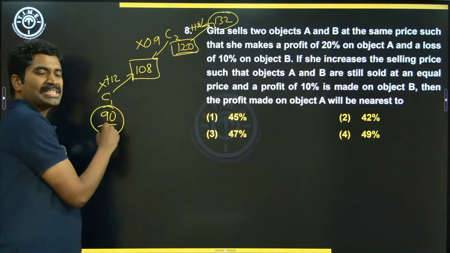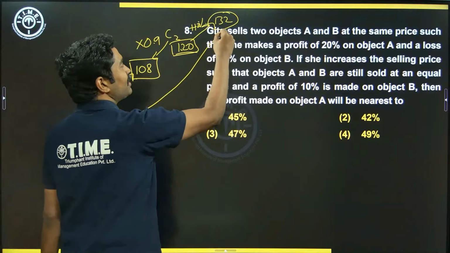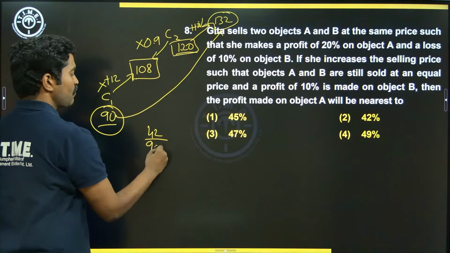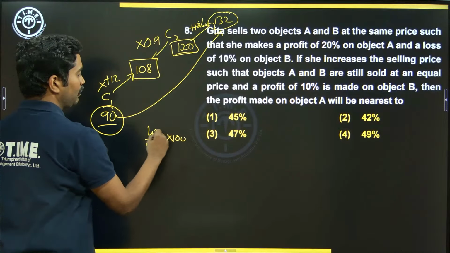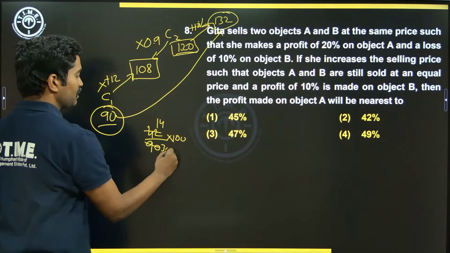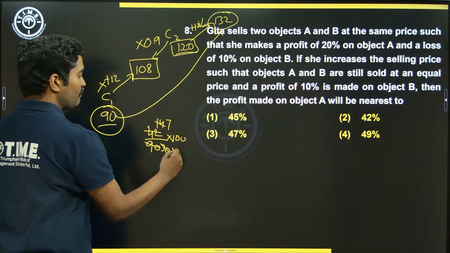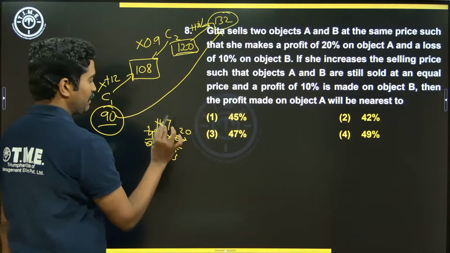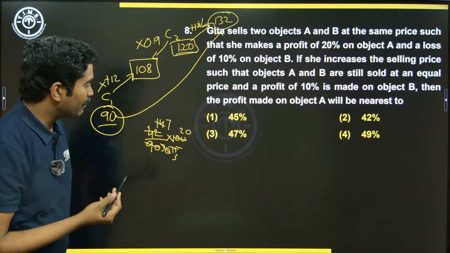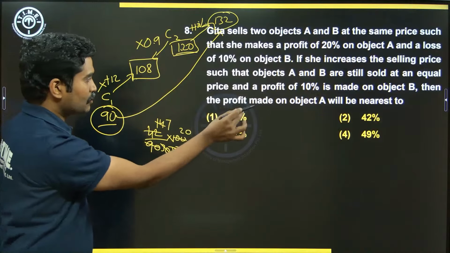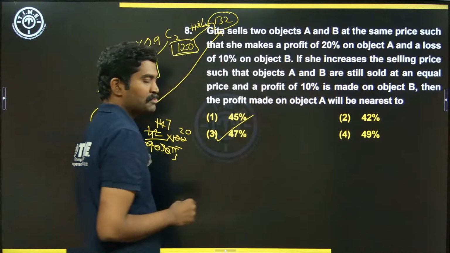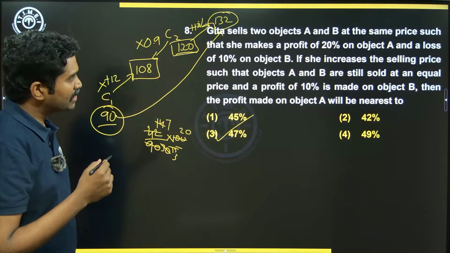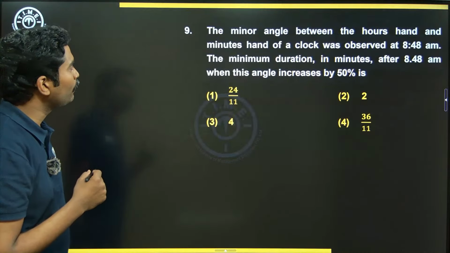Cost price was 90. You're selling at 132. How much profit will you make? 42 rupees of profit. As a percentage, 42 by 90 into 100. How much is this? 3 fours are 12, 3 threes are 9, 2 sevens are 14. 5 threes, 5 twos, 140 by 3. 140 by 3 would be 46.66. There's no 46. I'll go with option 3, 47%. Right? Moving on, guys. Another easy question, I hope.